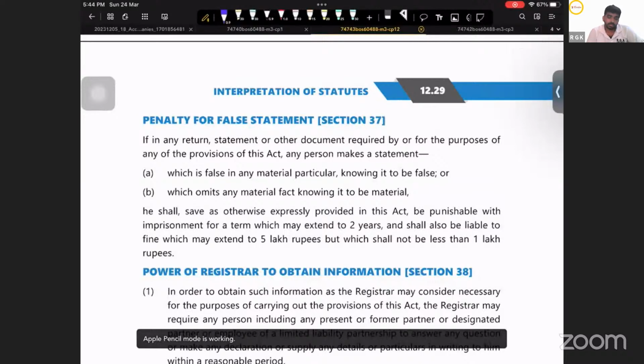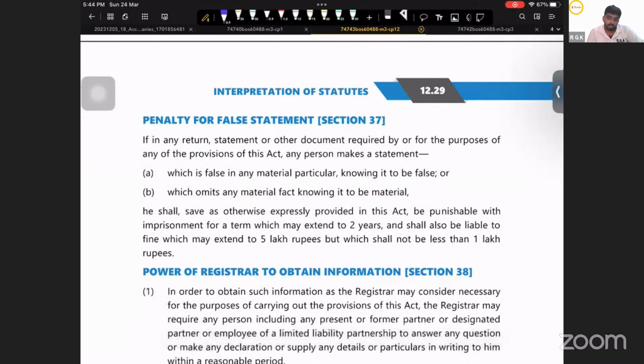If in any written statement or other document required by or for the purpose of any provisions of this act, any person makes a statement which is false in material particulars, knowing it to be false, or omits any material facts knowing it to be material, he shall be punishable with imprisonment for a term which may extend to 2 years, and shall also be liable to fine which may extend to 5 lakh rupees, but which shall not be less than 1 lakh rupees. Minimum fine 1 lakh rupees, maximum 5 lakh rupees. This is the penalty for false statement. Another important section.